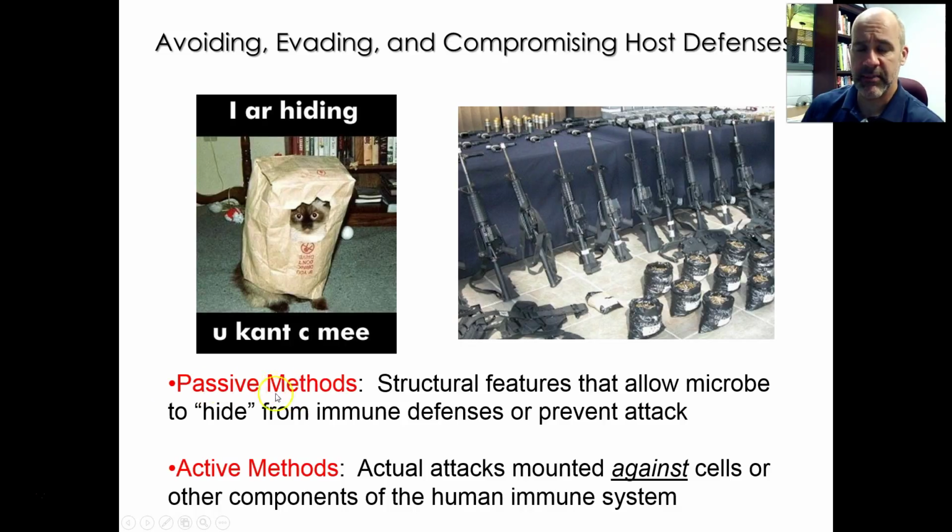And so some of these methods can be considered passive, and those are just structural features. Some of those we've talked about before, like bacteria that have capsules. Those capsules make it more difficult for white blood cells to do phagocytosis and engulf them. And then others are active methods. So these are really weapons that pathogens produce in some cases that are able to harm our immune system. So they actually prevent the immune system from attacking them by going ahead and attacking the immune system.